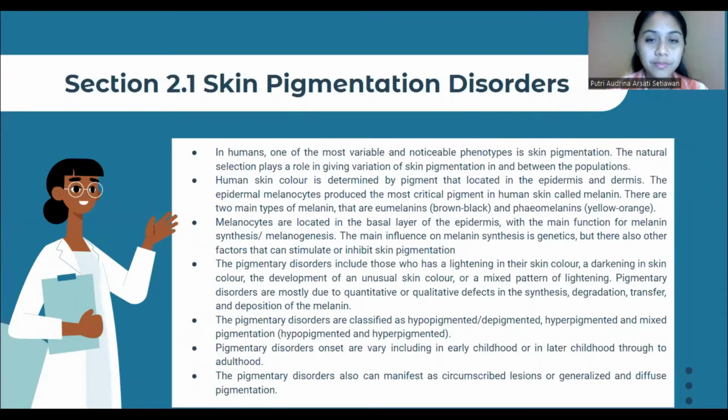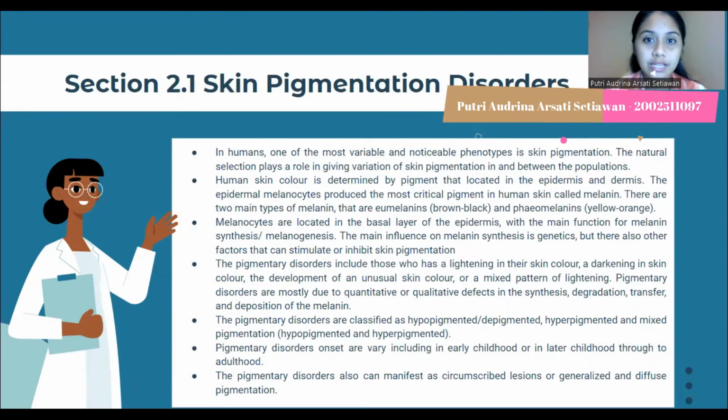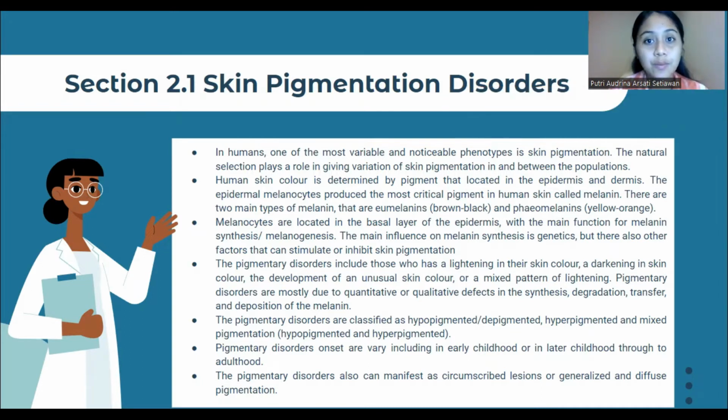Thank you. Hello, my name is Putri Odina Arsatistiawan with the last student ID number 097. And now I will explain section 2.1 about skin pigmentation disorder. As we know, skin pigmentation is one of the most variable and noticeable phenotypes in humans, with natural selection playing a role in giving variation of skin pigmentation in and between populations. Human skin color is determined by pigment located in the epidermis and dermis, produced by epidermal melanocytes, which produce the most critical pigment in human skin called melanin.